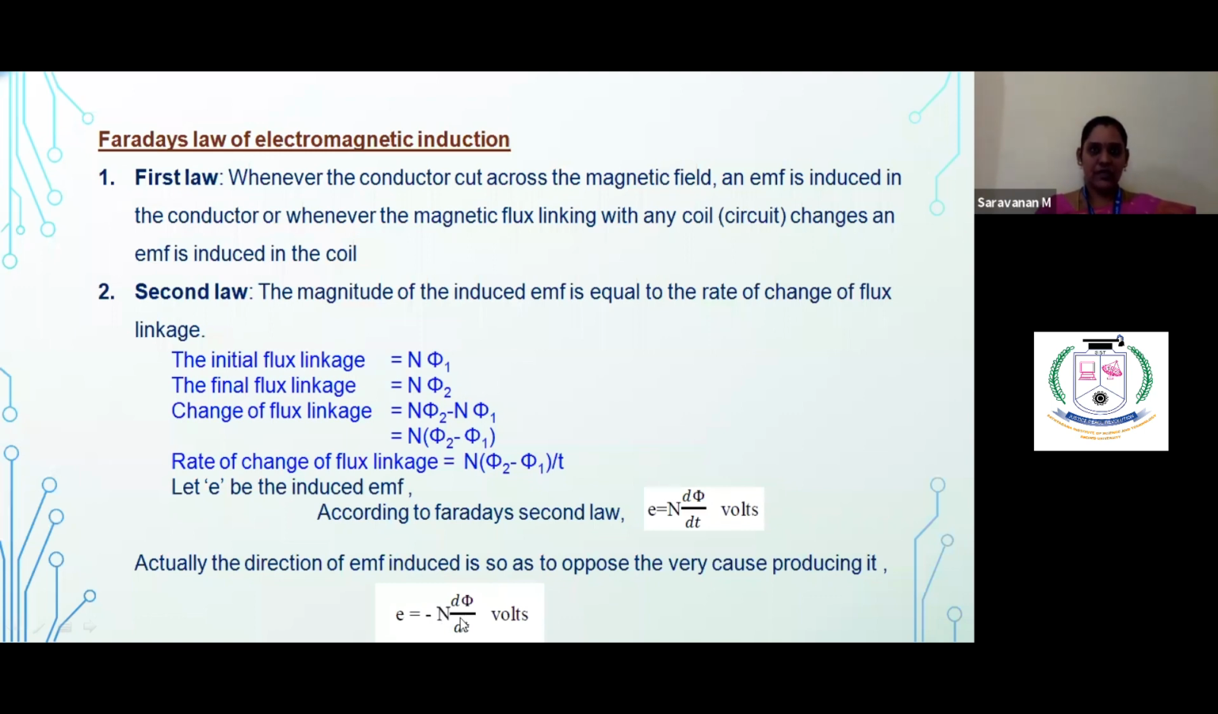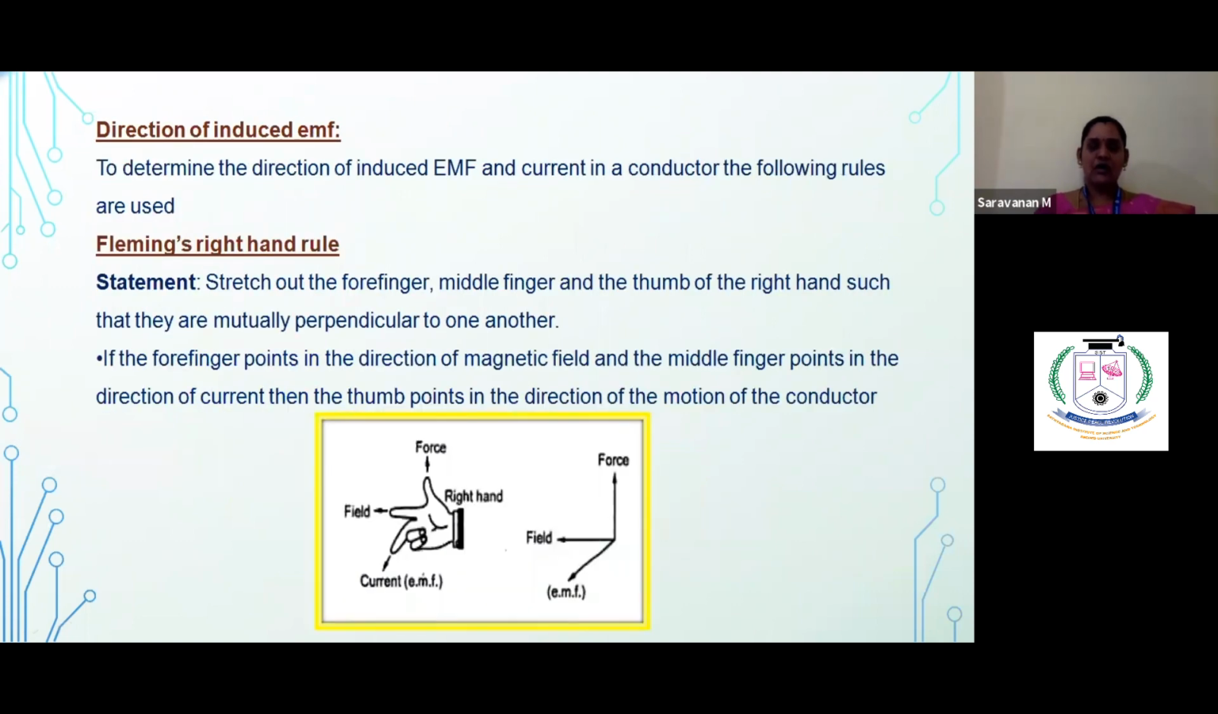So the direction of the induced EMF is given by Fleming's left hand rule, Fleming's right hand rule, and Lenz law. Prepare this topic, the direction of induced EMF, for 6 marks or 8 marks, or otherwise you will definitely get at least 2 marks from this topic, right?